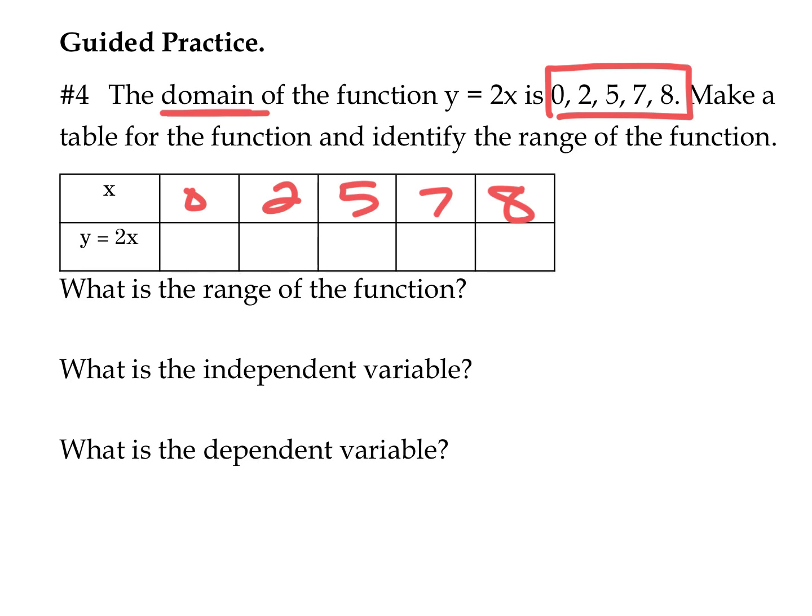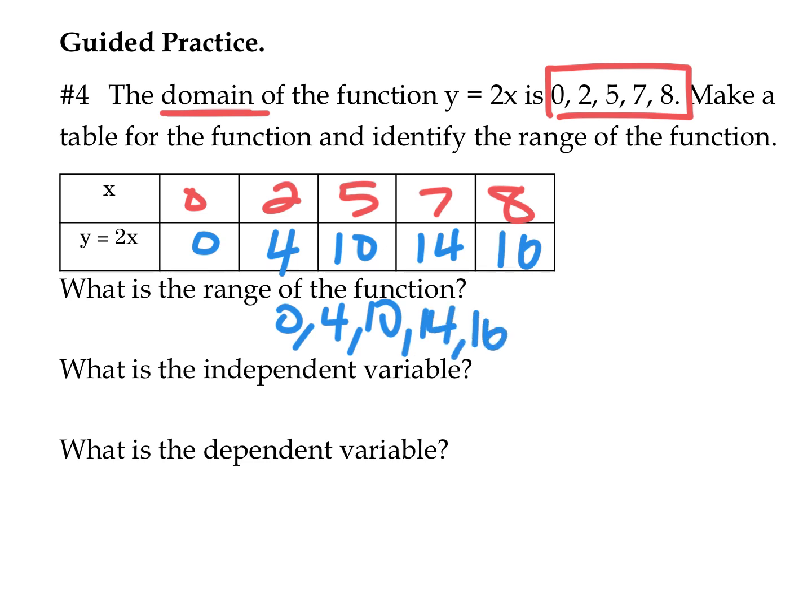So now we're going to calculate some y values. So y is equal to 2 times x. So 2 times 0 would be 0. 2 times 2 is 4. 2 times 5 is 10. 2 times 7. And 2 times 8. So now we've got a listing of outputs. Okay, that's our range. Our range is 0, 4, 10, 14, and 16. Right? That right there, that's the outputs. Okay, our range.